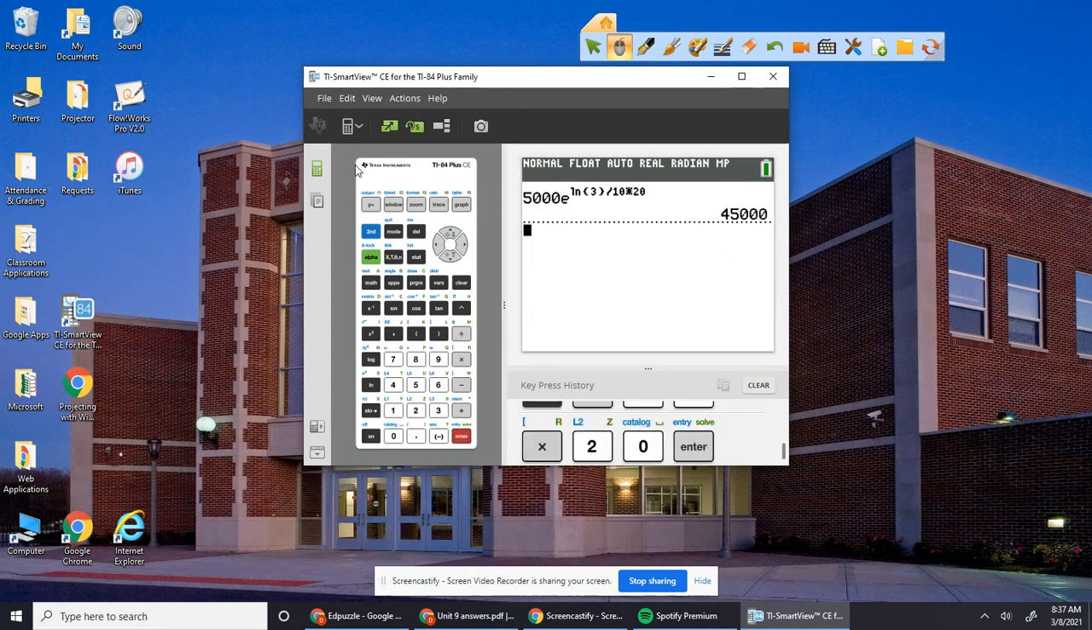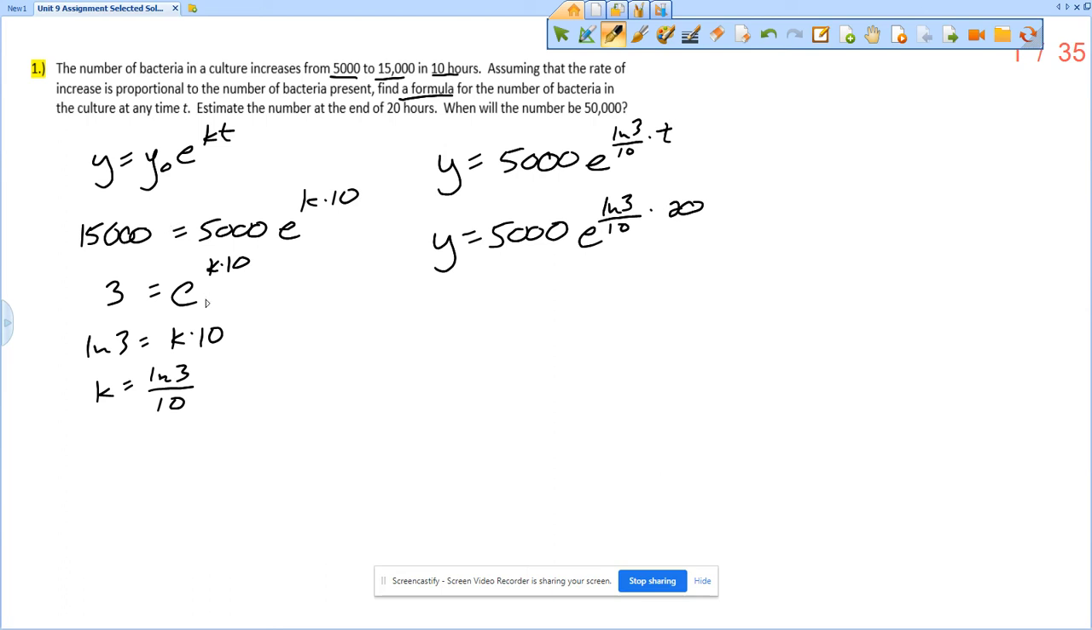Now that makes sense, because you think about it, it went from 5,000 to 15,000 after 10 hours. So after 10 more hours, it would triple again. And that would give us 45,000 bacteria. What about the next one?